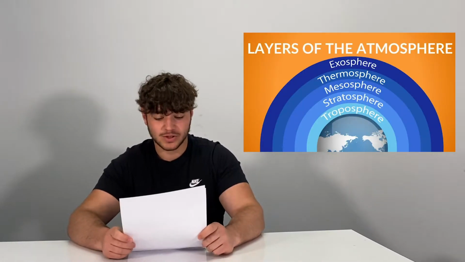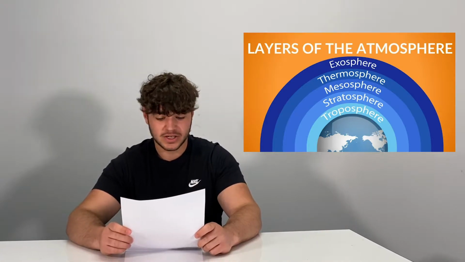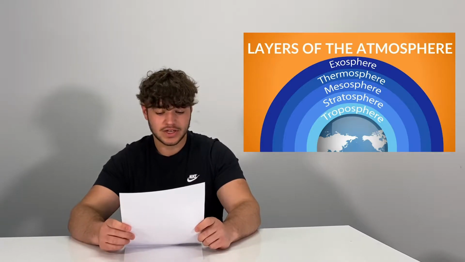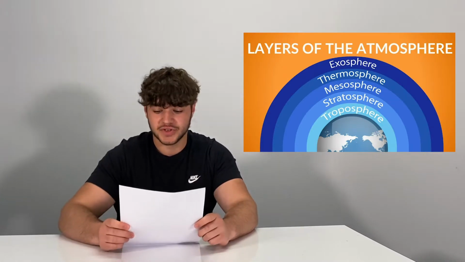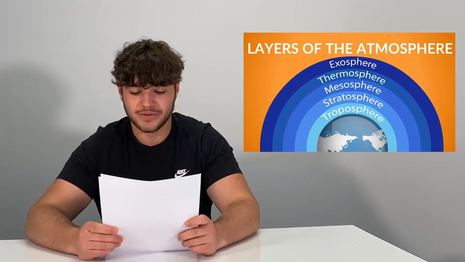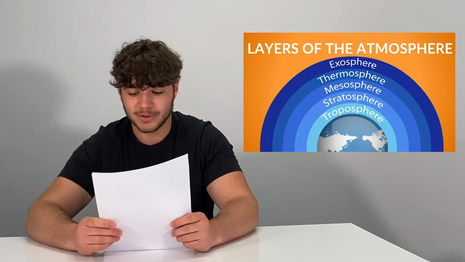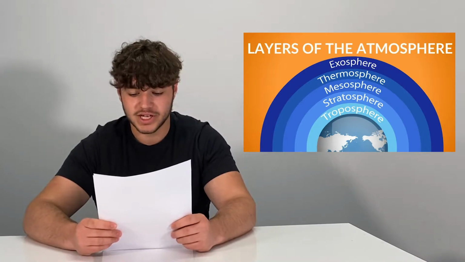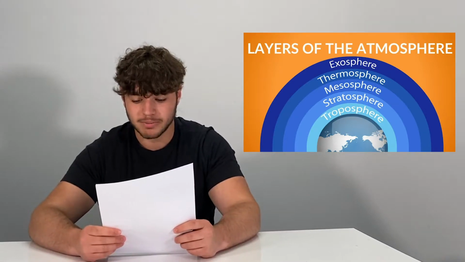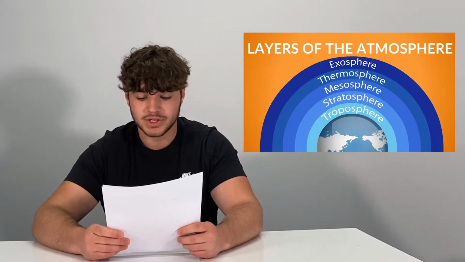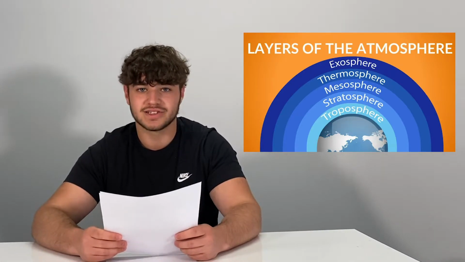So the first closest to the Earth is the troposphere, then goes the stratosphere, the mesosphere, the thermosphere, and then the exosphere. The stratosphere is where you'll find the most important ozone layer. It's the ozone layer that helps protect us from ultraviolet radiation from the sun by absorbing most of the ultraviolet radiation the sun sends to us. Life as we know it wouldn't be possible without this layer of protection.